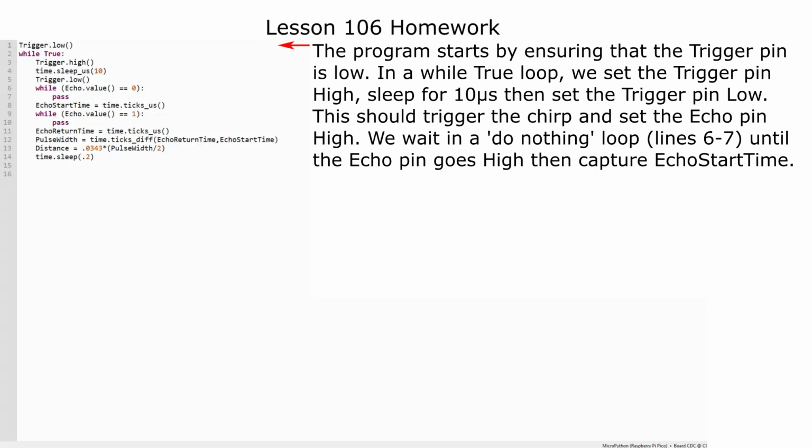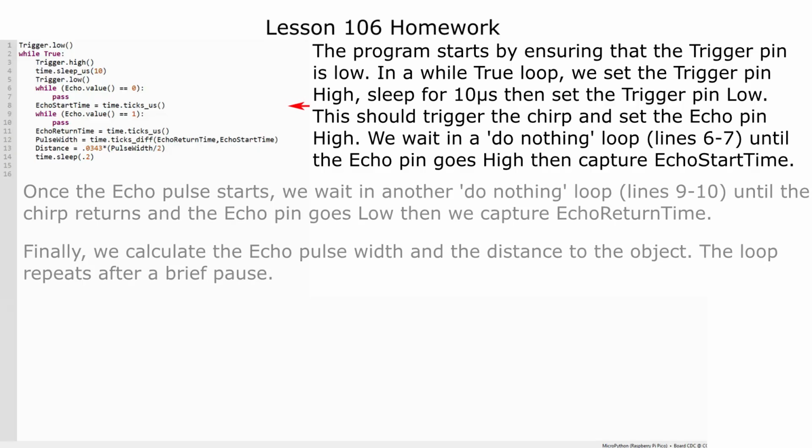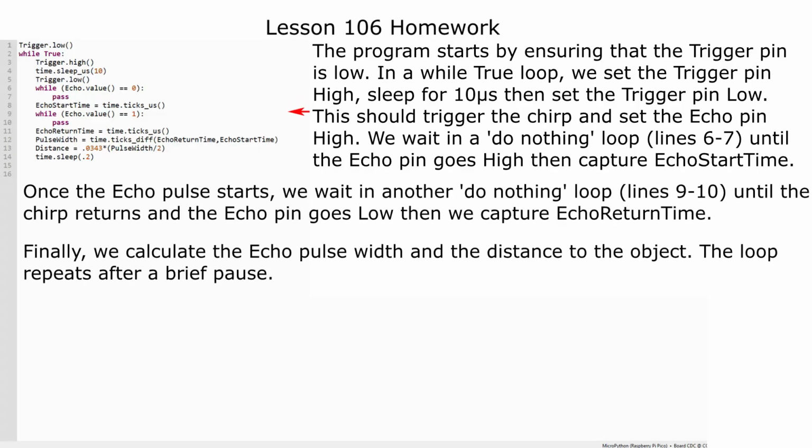The program starts by ensuring that the trigger pin is low. In a while true loop, we set the trigger pin high, sleep for 10 microseconds, then set the trigger pin low. This should trigger the chirp and set the echo pin high. We wait in a do-nothing loop on lines 6 and 7 until the echo pin goes high, and then capture echo start time. Once the echo pulse starts, we wait in another do-nothing loop on lines 9 and 10 until the chirp returns and the echo pin goes low.